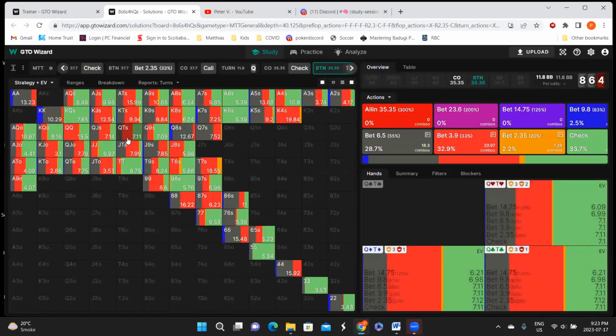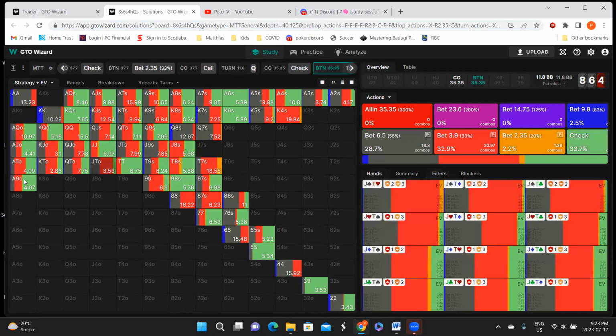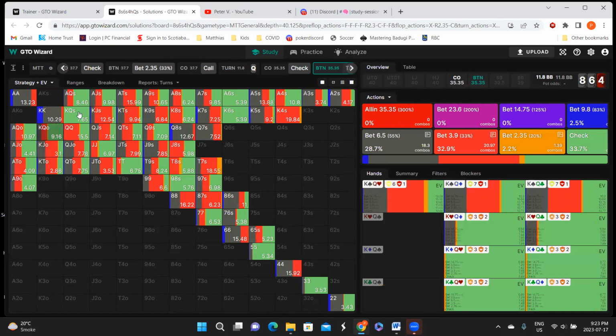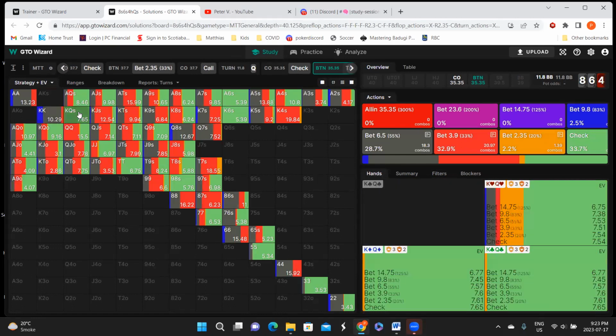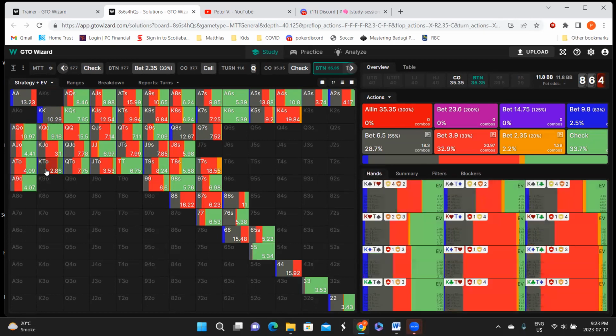We're not folding out. So our range isn't checking very much. Our range is only checking 33% of the time. So why is this specific hand wanting to check? When we look at the matrix, right? King queen wants to check. Ace nine wants to check. It doesn't want to check when it has the ace of spades. Oh, nine of spades is checking.